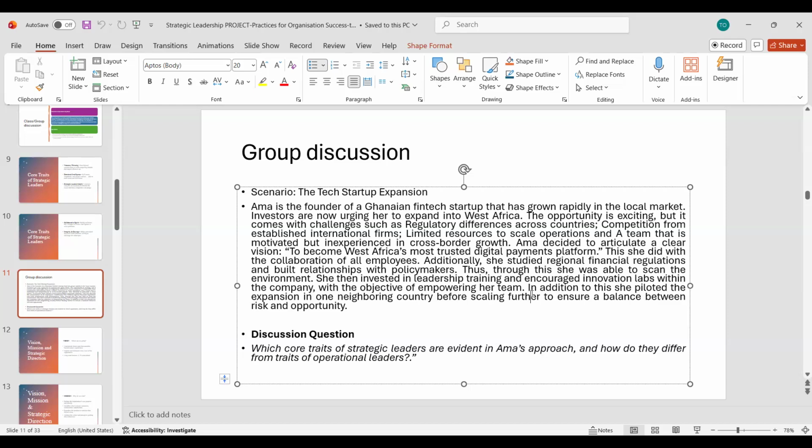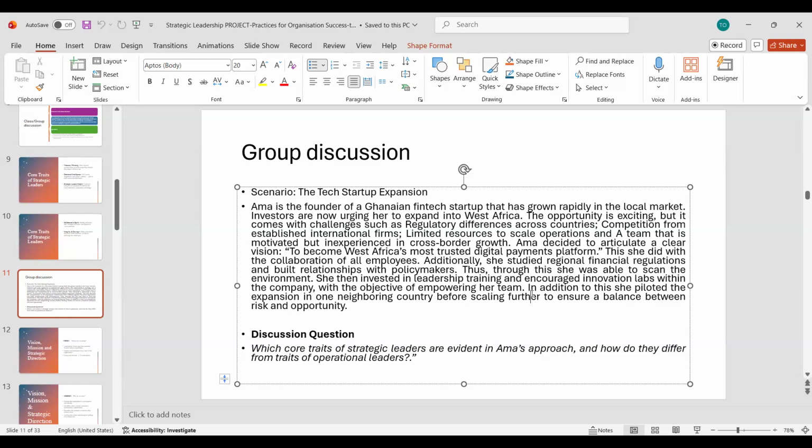And then on the differences as compared to the operational leader: for strategic leadership, that's long term, but operational is the day to day. An operational leader is not going to focus on being the best startup system or business in a cross-border situation. Also, strategic leadership deals with risk and expansion, and for operational leaders, theirs is stability and efficiency.